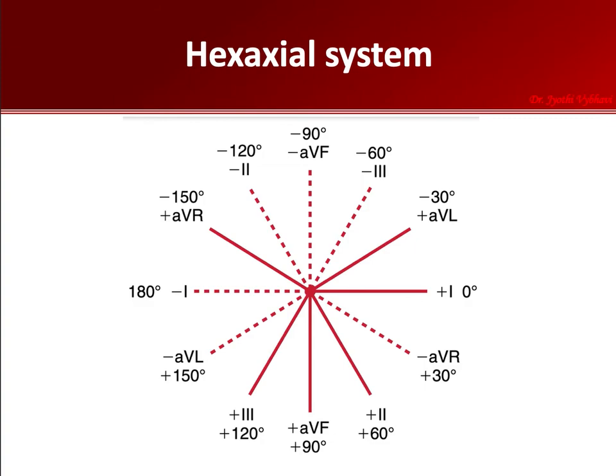Whether the axis is normal or there is any deviation in the axis, just by looking at the mean electrical axis you can make out if there is any problem in the heart. So it's an easy way of finding out. In the upcoming classes, the future classes, we shall be discussing the mean electrical axis and the axis deviation and all that. So that is the main use of the hexaxial system, bipolar and unipolar leads combined together. Okay, so that's about the unipolar limb leads.